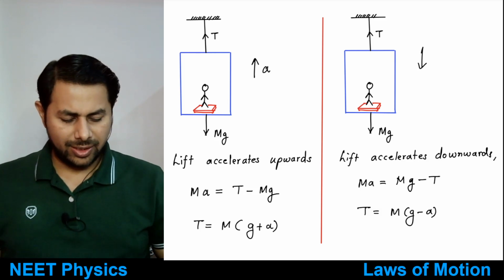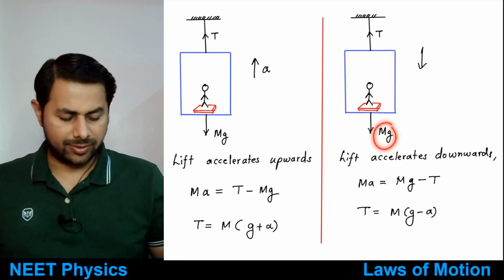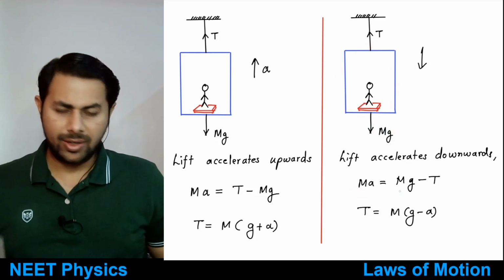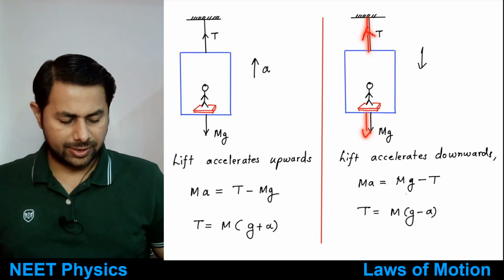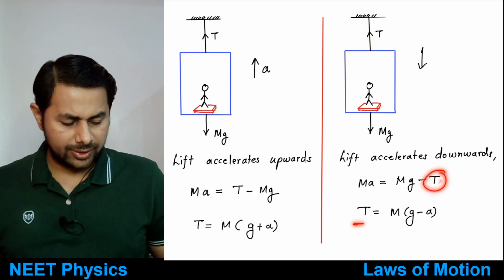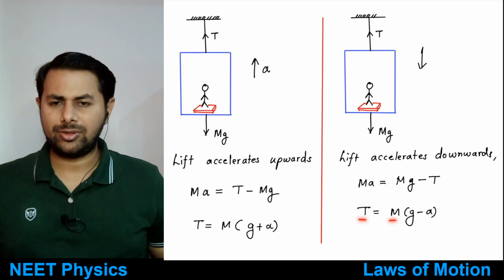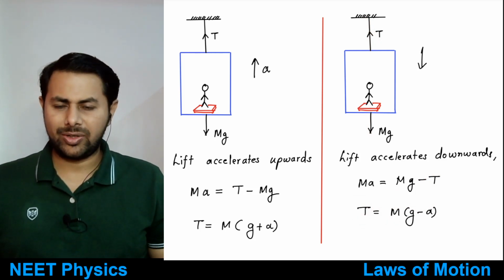Then if it is accelerating downwards, it means the downward force is greater. So the net force ma is equal to mg, the downward force, minus the upward force, tension: mg minus T. And therefore, taking tension on this side and ma on that side, tension is equal to m into (g minus a). Is this clear, everyone? Good.